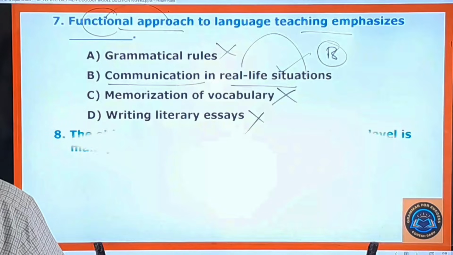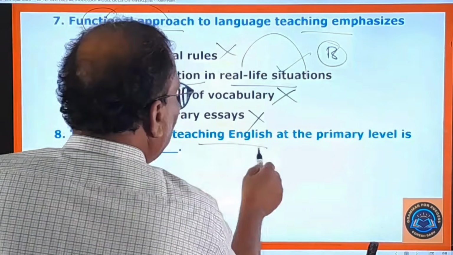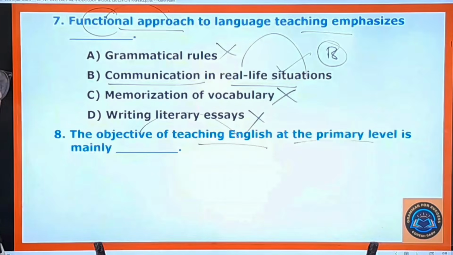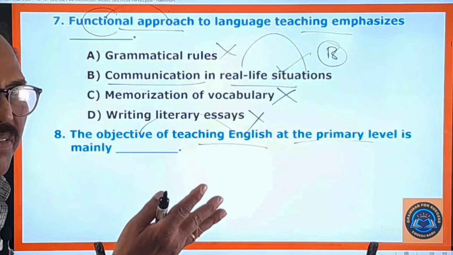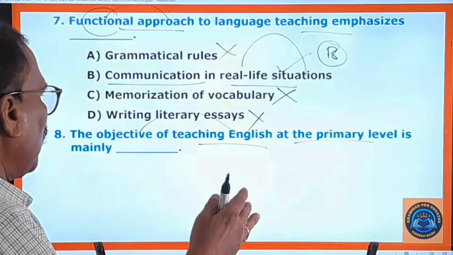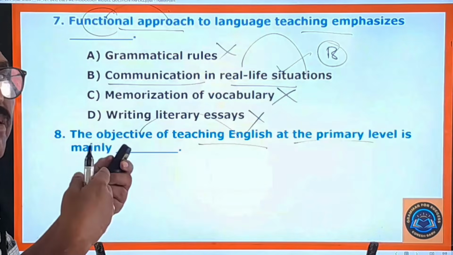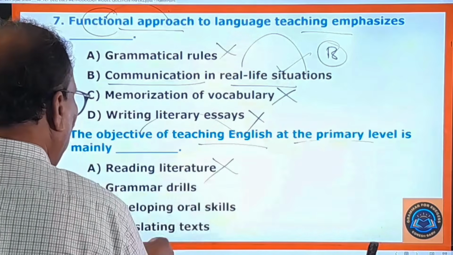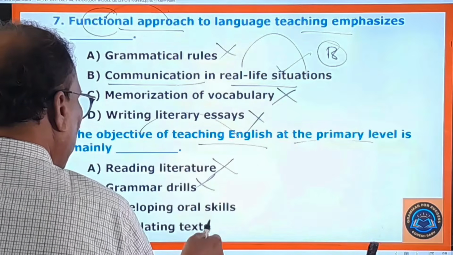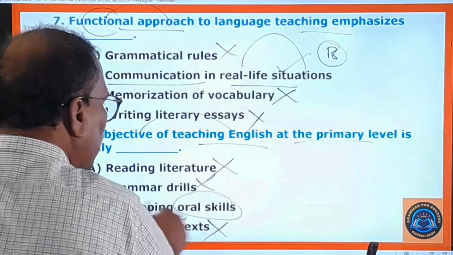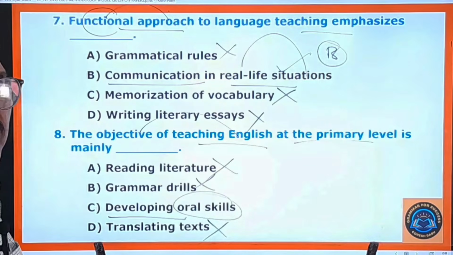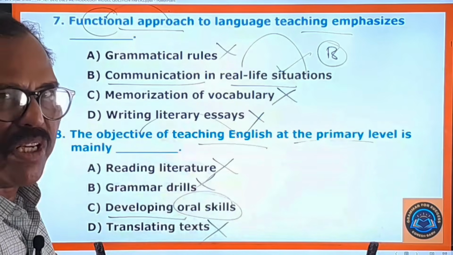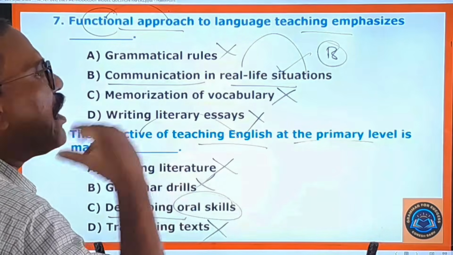And now you move on to the eighth question, the objective of teaching English. What is the objective of teaching English at the primary level? Third, fourth, fifth, sixth, this is called primary level. At the primary level, English is being taught. What is the objective? Here it is given: reading literature, no. Grammar drills, no. Translating text, no. But developing oral skills. Developing oral skills, right? And at the primary level, English is taught to the primary school students only to develop their oral skills.